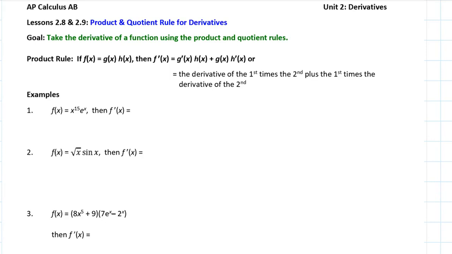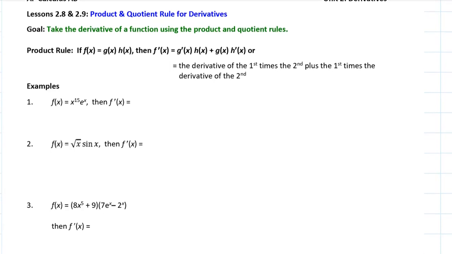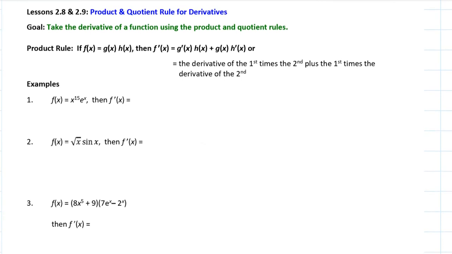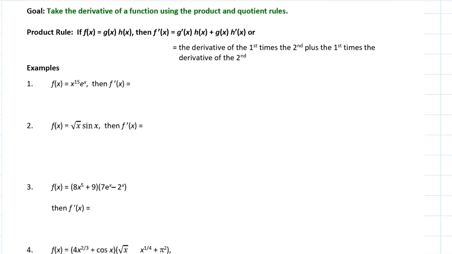All right, we're going to do some more derivatives again today. Today we are looking at product and quotient rule for the derivatives. What does that mean? It means we want to take the derivative of a function where there's a couple of things being multiplied or divided.